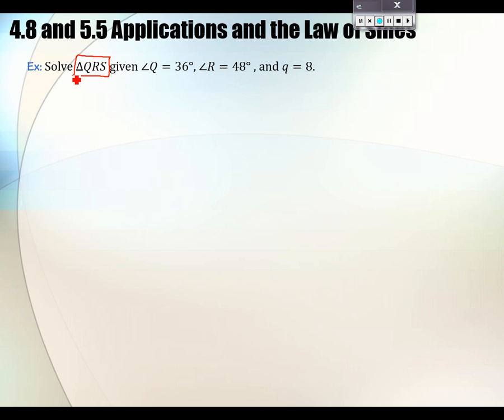I promise I'll go back in a second here. Some of the problems will ask you to do the following. Solve the triangle. Anytime they ask you to solve the triangle, they're basically asking you, give me all the angles and all the side lengths, right? We're giving you these. Right away you can write down angle S, can't you? And then, using the things we just saw, sine of 36, that's sine of Q, divided by 8, that's q, is equal to sine of R over little r. We don't know what little r is, but in a second we will, won't we?